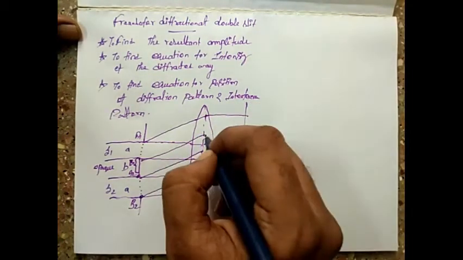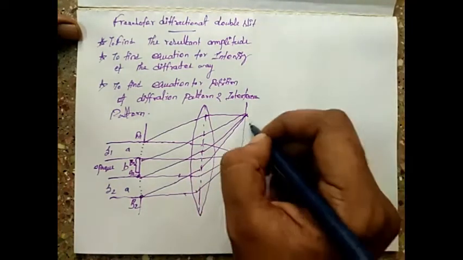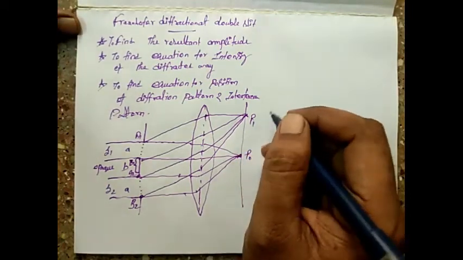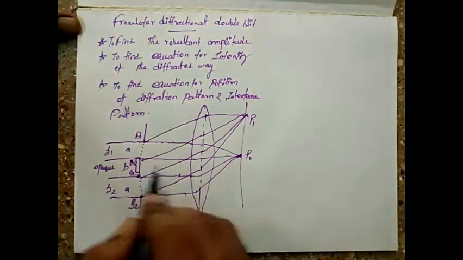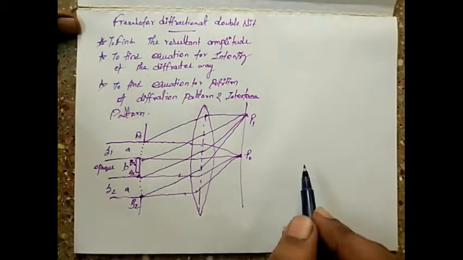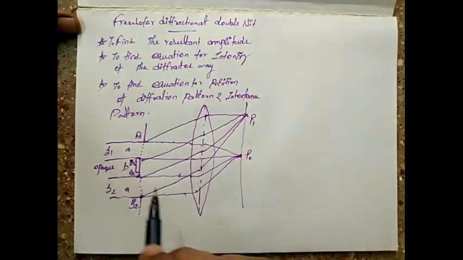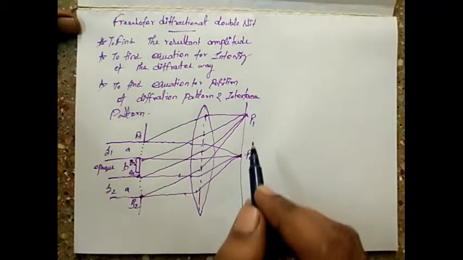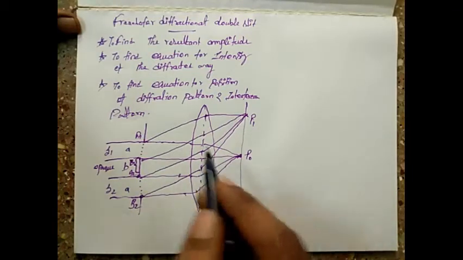Some of the radiation is deviated at an angle theta, and it will hit the screen at a point P1. It will create a first order secondary maxima. Here you have to note one thing. If we consider a single slit, the pattern is produced only because of diffraction. But if you consider a double slit, the output is a combination of interference effect and diffraction effect.